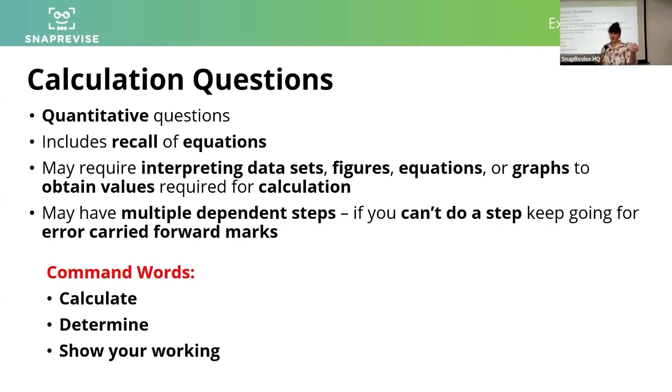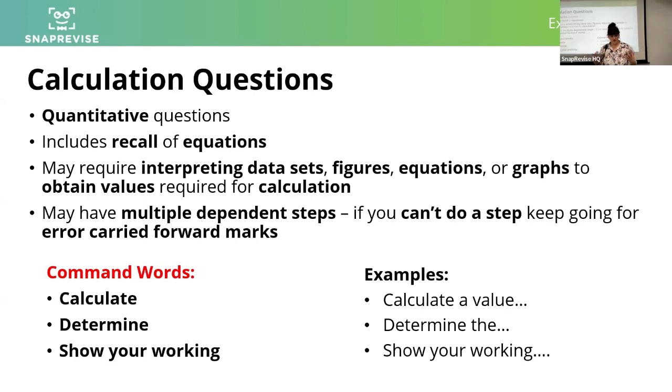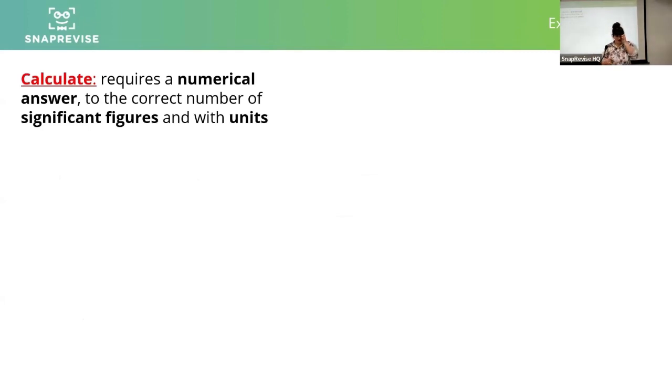It also helps you when you go back to check, if you have time at the end of an exam. When you go back to check your calculations, you can follow your own steps through and go, oh no, I've added those instead of timesing them. That doesn't make sense. So you can go back and check it and edit. Examples would be calculate a value, determine the value of, or determine the whatever, and show your working, funnily enough. Again, in the specification, you're looking for things like calculate, funnily enough, or determine. Students should be able to calculate, students should be able to determine.